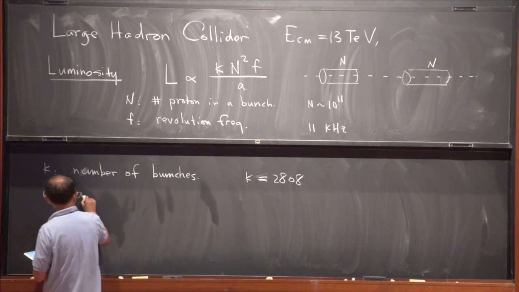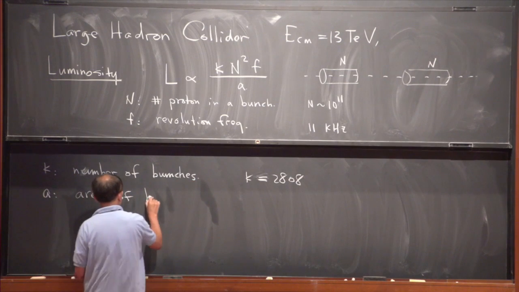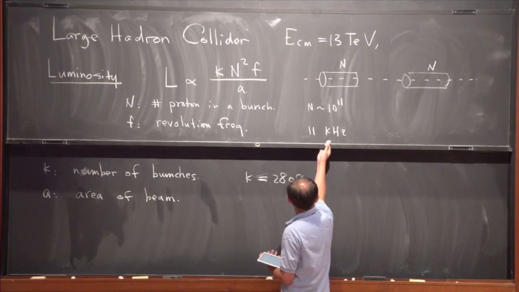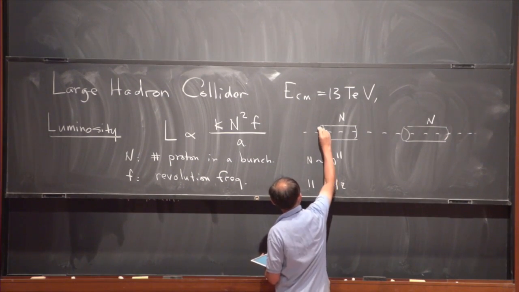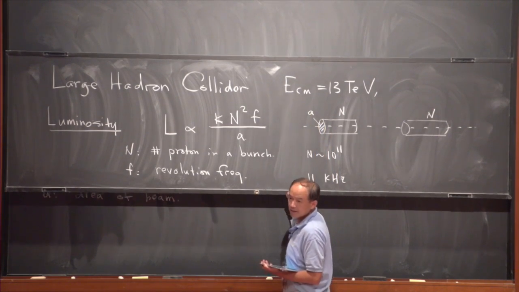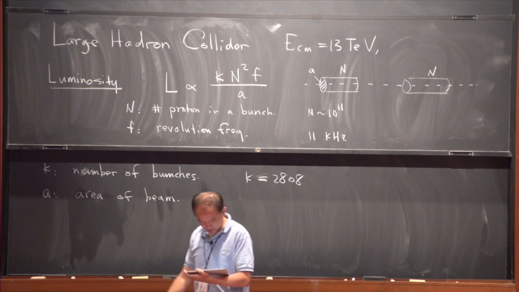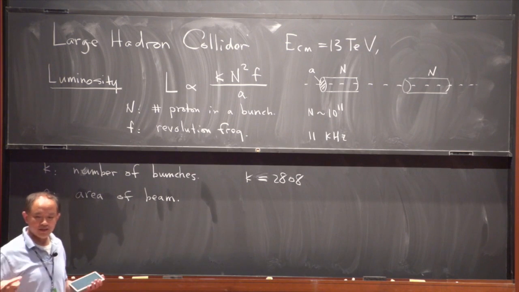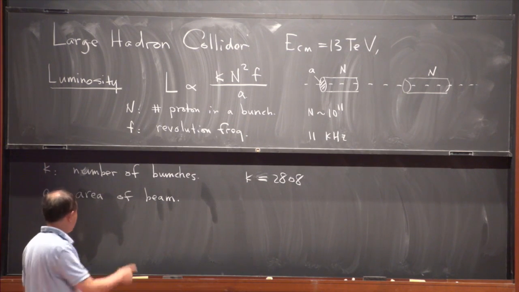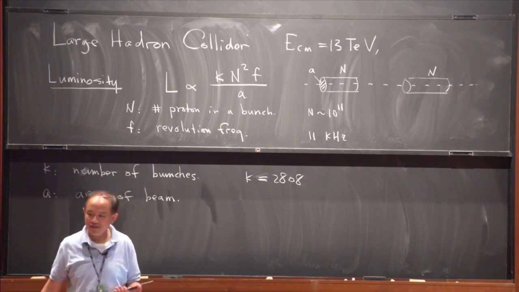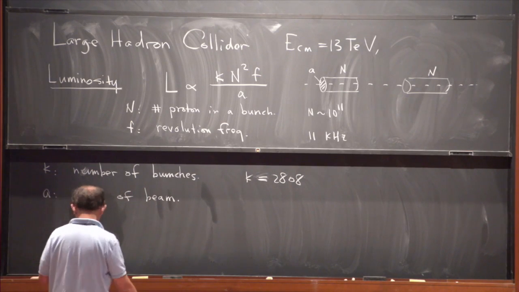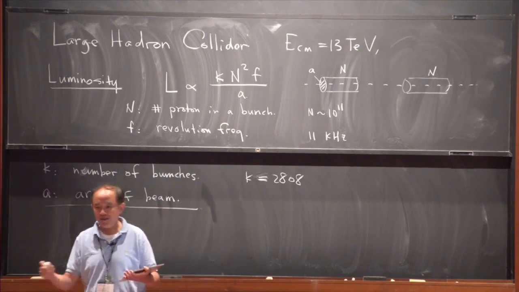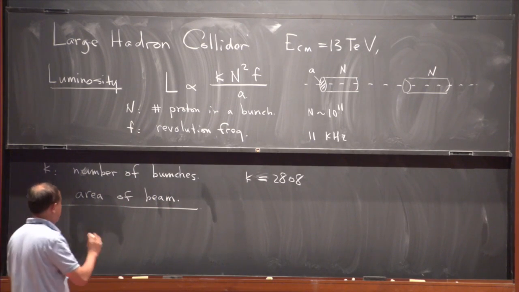And A is the area of the beam. It's basically this. So this is the luminosity. Normally, as particle physicists, we don't really care about these things. But I think these are some basic numbers you want to have in mind. It helps you to listen to talks when people talk about machines. So these are the few key numbers for luminosity.